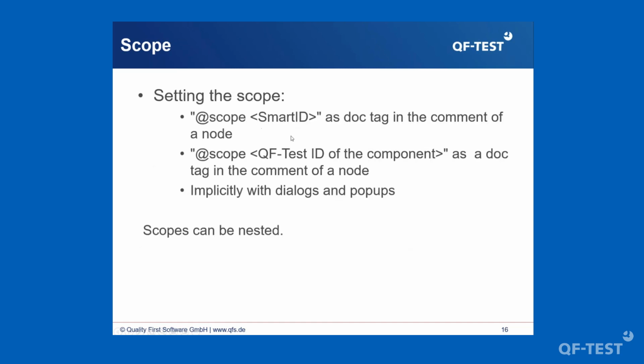You can set the scope in the comment of a node via add scope, that's the doc tag, and then the SmartID or the QFTest ID of the component. And with dialogues and pop-ups, the scope will be set implicitly. And you can also nest the scopes.